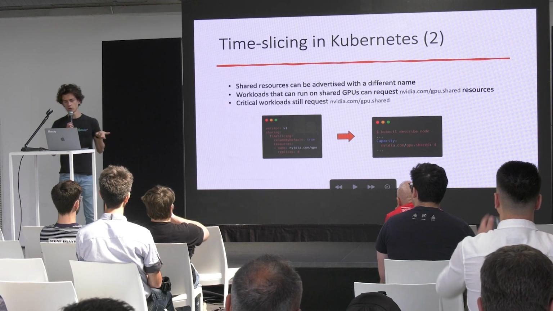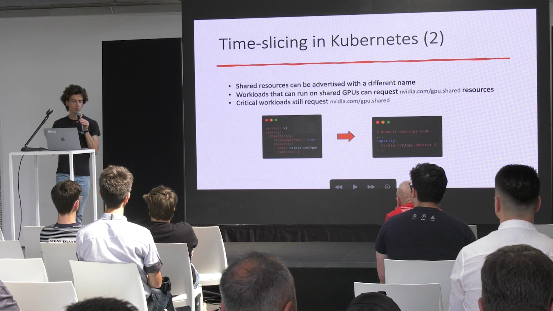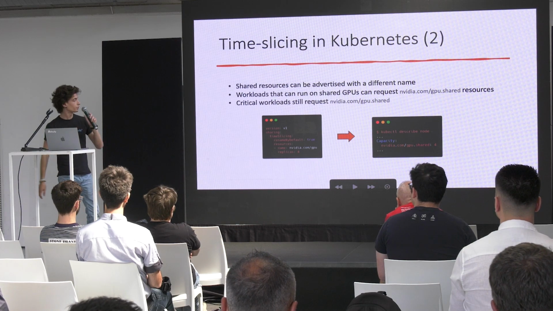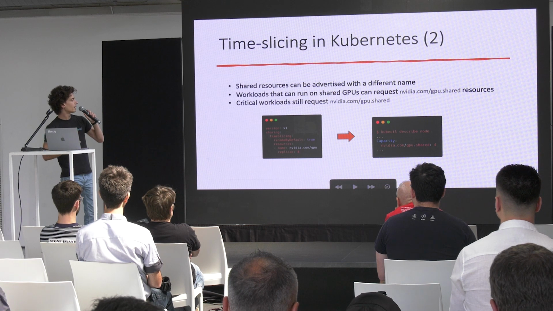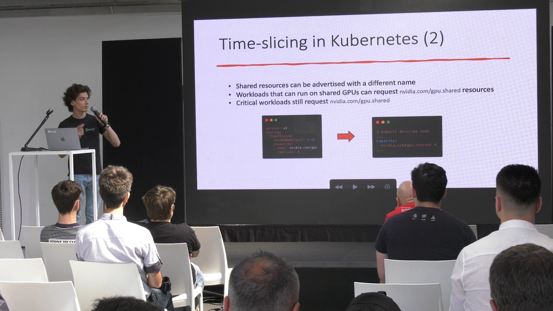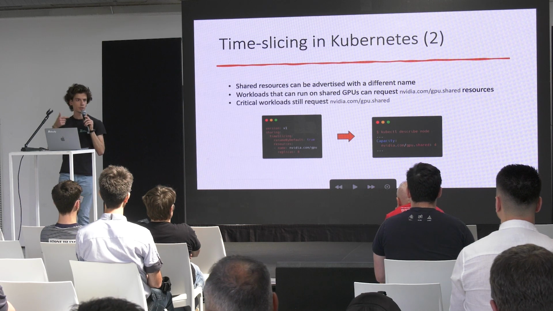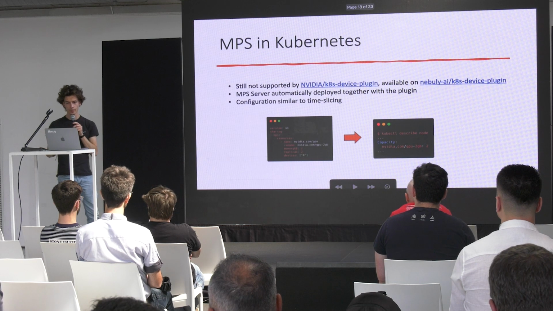Sometimes you want to distinguish shared GPUs from physical ones. And you can also do that just by configuring the device plugin. You can set the parameter rename by default. And in this case, the resources are exposed as gpu.shared. So the name changes, and then your pods can request that resource if they can run on a GPU shared with time slicing. Otherwise, if they want a physical full GPU, they can keep requesting nvidia.com/gpu.